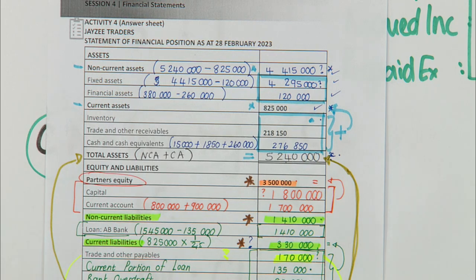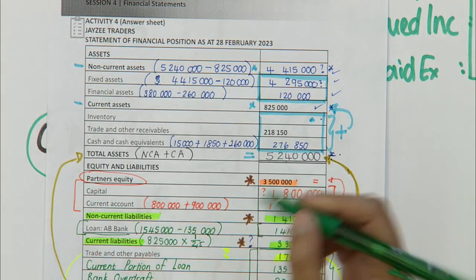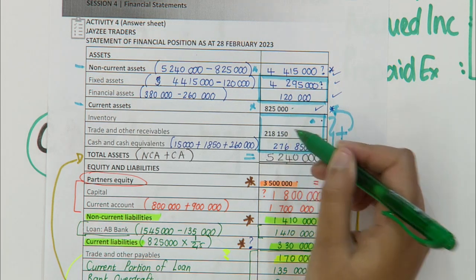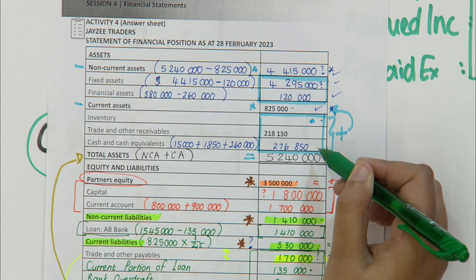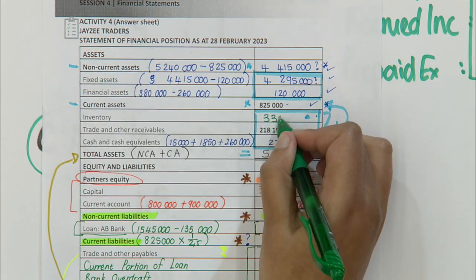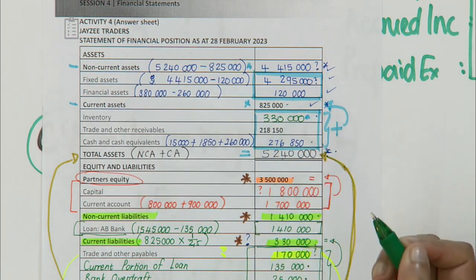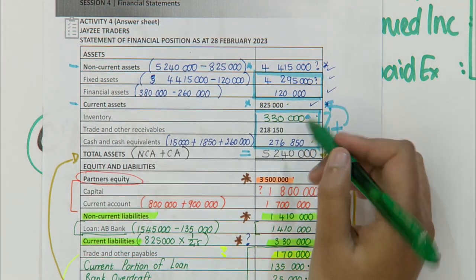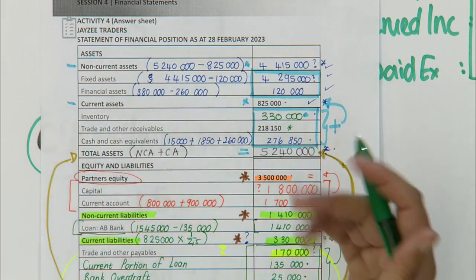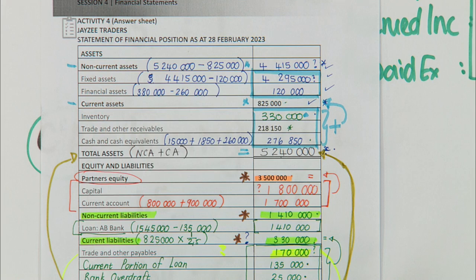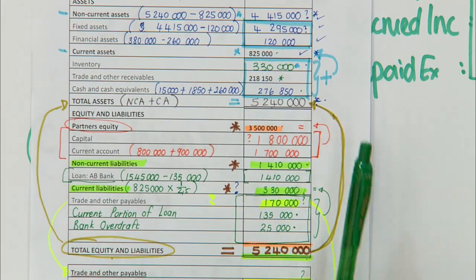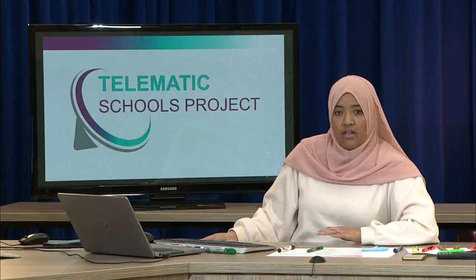Very easy. We can just take 825 minus the 218,150 and minus the 276,850. And you'll see that the amount that's missing is also 330,000. So if this amount wasn't given in the question, there are other ways to calculate certain unknowns. Okay, so that is the format, and I hope that you can see your format as well.